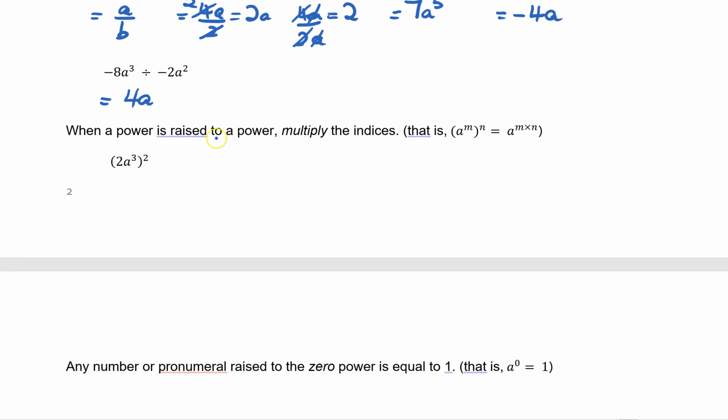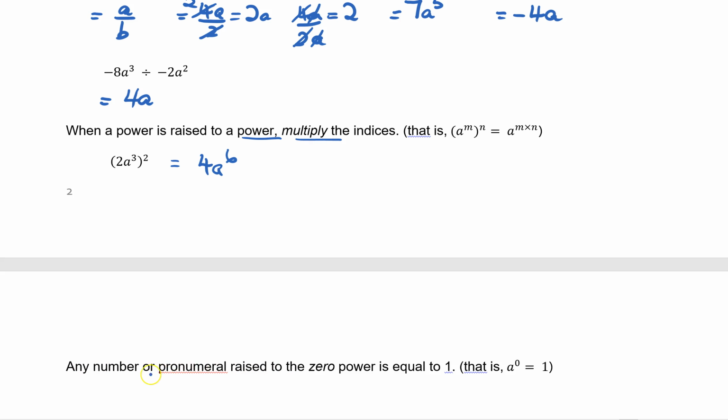Next example, we've got a power raised to a power. Again, you know the power rule, which is that we multiply the indices. So a to the m raised to the n, or vice versa, the answer is a to the m times n. It's also a good reminder about how brackets operate. So in this example here, all of that is in brackets, so all of it gets squared. So that means that the 2 gets squared to become 4, a to the 3, or a cubed, gets squared to become a to the 6th.